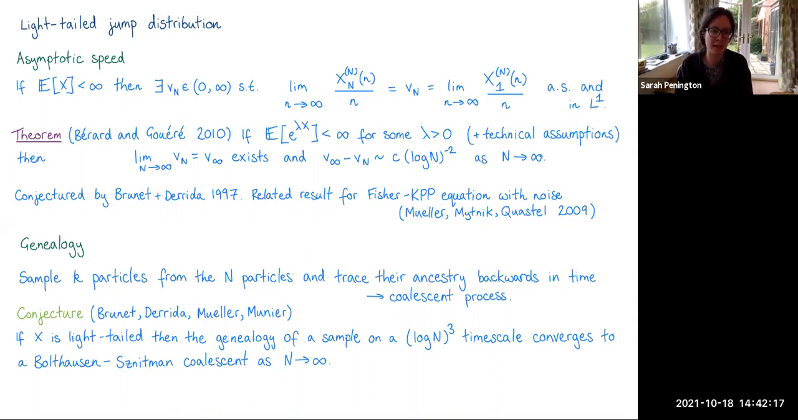So there's a conjecture that's due to Brunet, Derrida, Mueller, and Munier, which says that if the jump distribution is light-tailed, then if you look at the genealogy of a sample on a log n cubed timescale, then it converges to a Bolthausen-Sznitman coalescent as the number of particles n goes to infinity. So I want to show you a picture of what a Bolthausen-Sznitman coalescent looks like.